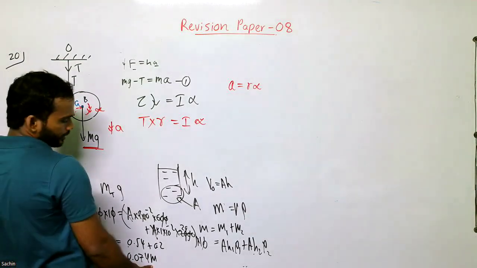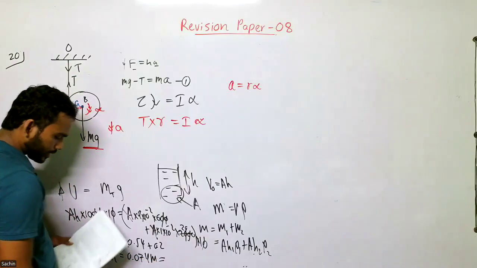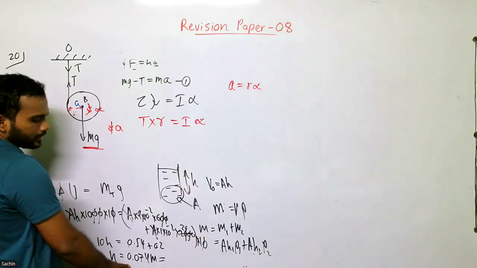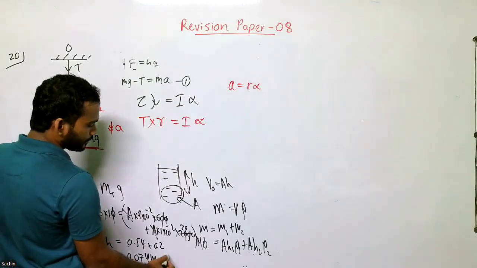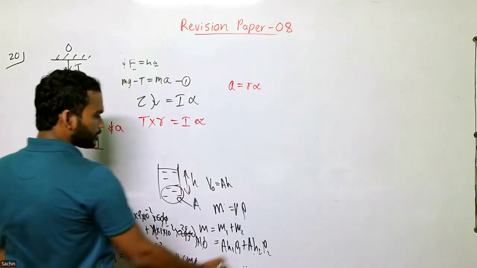But you substitute all the values in meters, so you get the answer in meters. The values are mentioned in centimeters, so to make it centimeters, you have to multiply by 100, which gives 7.4 centimeters. That is the third answer.